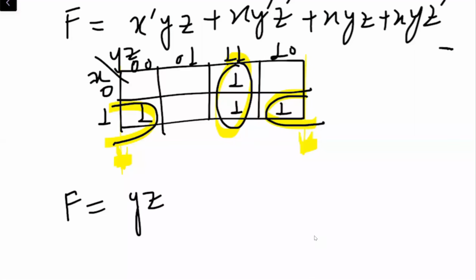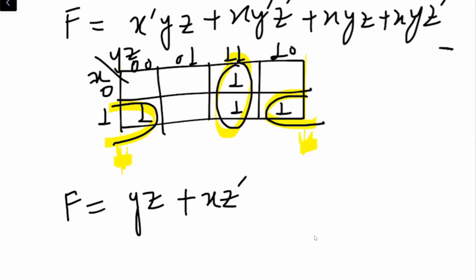Then the horizontal group, if you see what is not changing, the z is actually not changing, right? What is the value of z? Z complement is not changing, and then this group will be represented as x into z complement. Are you with me? Yes, sir. Right?